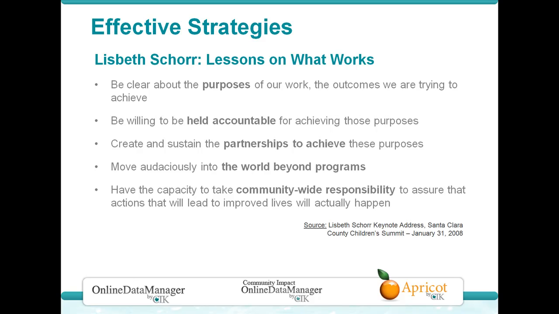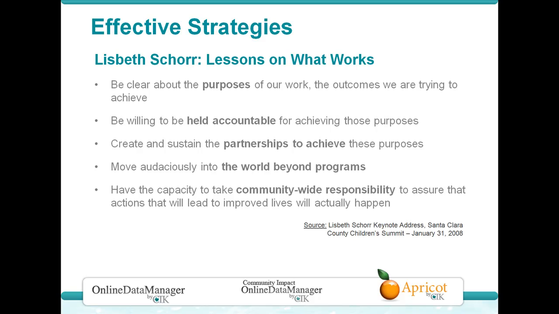One of the other things I like to think about as a way to think about this work about effective strategies is the work of Elizabeth Shore. Some of you may have heard of her. She's a professor at Harvard, and she's written a number of books about effective strategies. And in a speech she gave in 2008, she talked about 5 key ingredients. The first one is that we need to be clear about the purposes of our work, the outcomes we're trying to achieve. So we do have to set those North Stars and be clear about our outcomes and objectives.